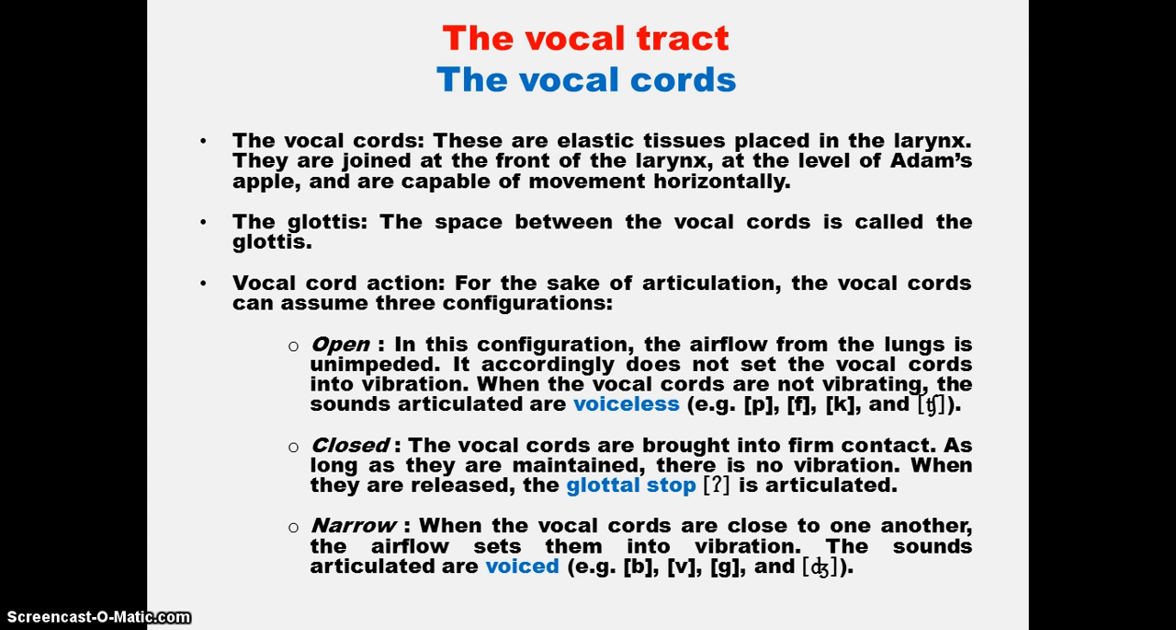The vocal cords can also be narrow. When the vocal cords are close to one another, the airflow sets them into vibration. The sounds articulated are voiced, and here we have the examples of the sounds b, v, g, and j.